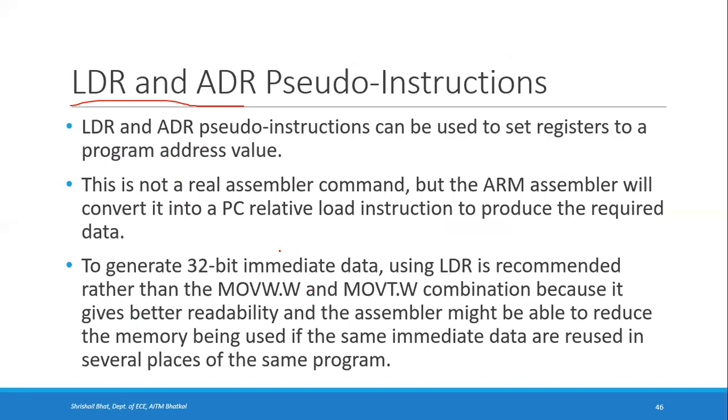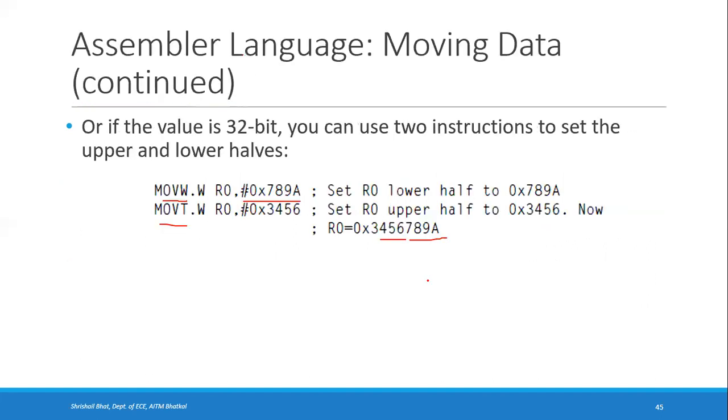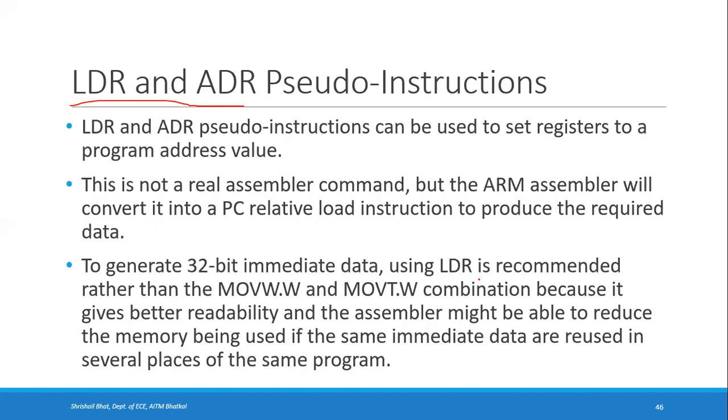It is not a real assembler command, but the ARM assembler will convert it into a PC-relative load instruction to produce the required data. To generate 32-bit immediate data, using LDR is recommended. In the move instruction, we cannot directly get 32-bit immediate data. You have to use two instructions like this, right? First to load the lower 16 bits. Next, with MOVT, you have to load another 16 bits into the upper half. So instead of that, if you use LDR, we can get the 32-bit immediate data directly into a register. So how is it?